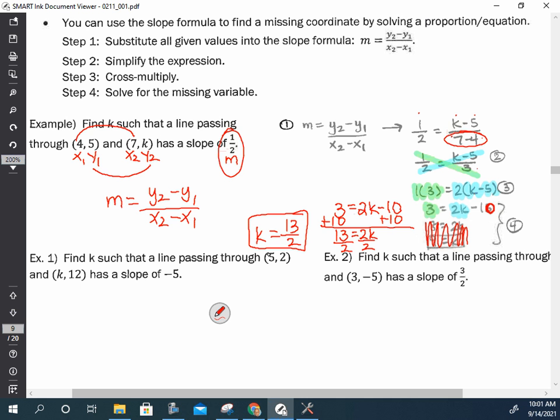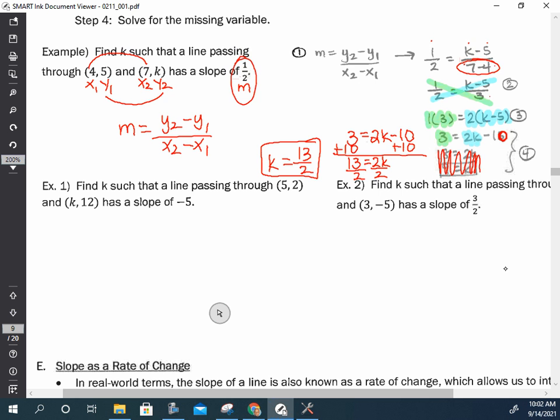So yes, fraction answers can happen. Decimal answers can happen. That is what it is. And hopefully you saw I made a mistake, so that means it should be okay for you to make a mistake. Nobody's perfect.